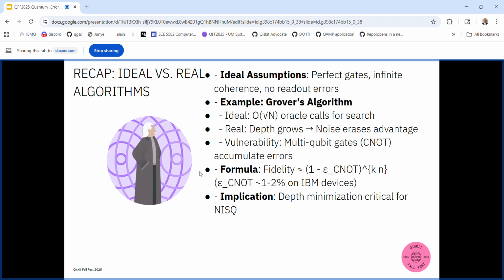So oftentimes when we're developing our algorithms, we're making ideal assumptions. Each gate works perfectly well. There's infinite coherence. These states don't degrade over time. And that our measurement is correct. Grover's algorithm, which is the search of an unstructured array, in the ideal instance, mathematically is proven to have square root of n complexity. But in real situations, as the depth grows, this noise erases the advantage. It replaces our clear result with just static uniform noise.